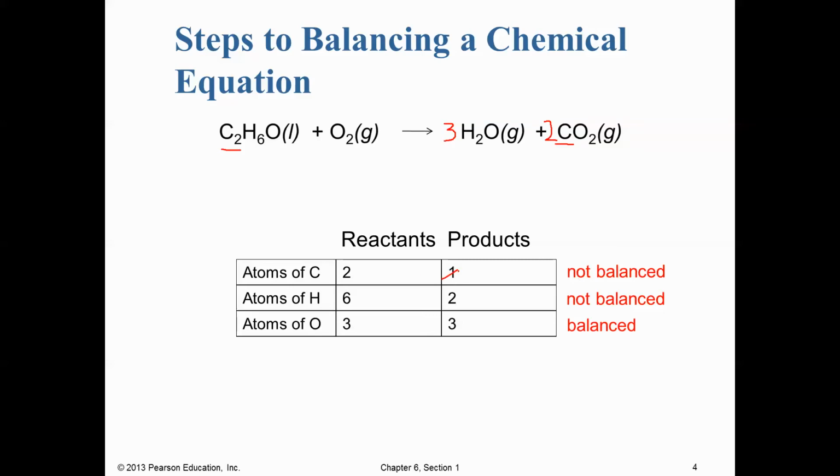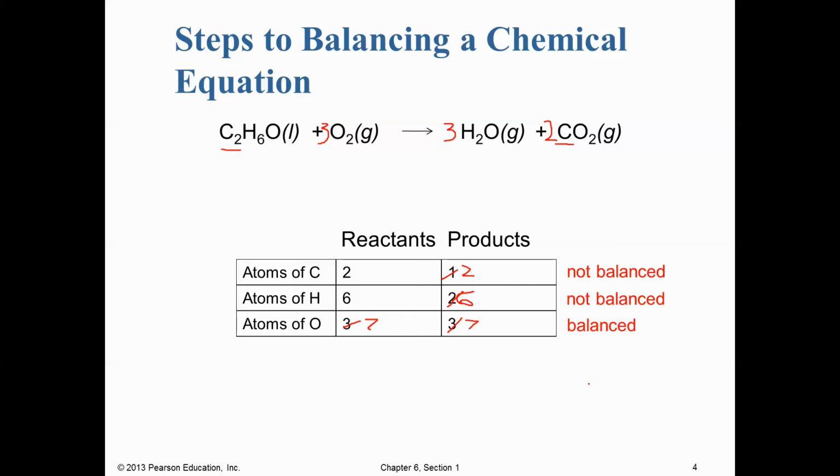So now this becomes 2. This becomes 6. And if we look right here, we have over here we have 3, and then over here there's 3, so it's 7. So that means that we are going to need 3 O2s in order to balance this equation. And so now this becomes 7 and 7.